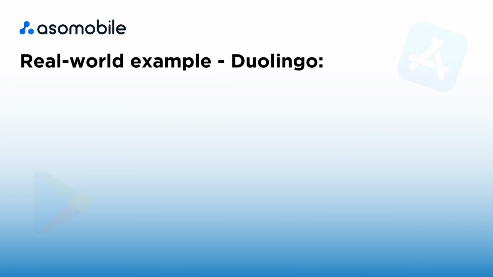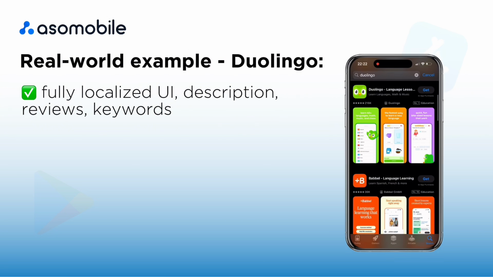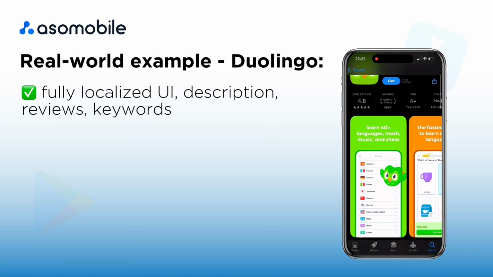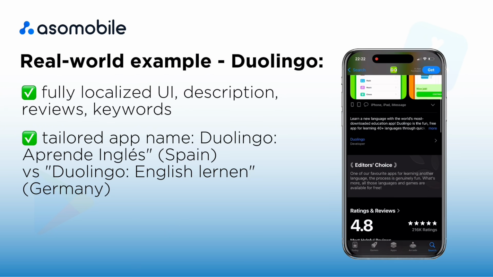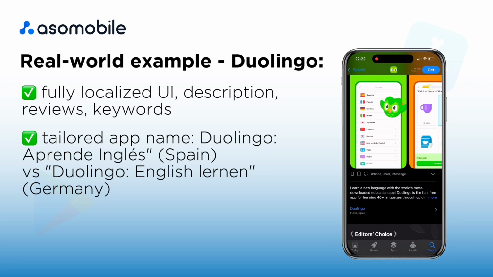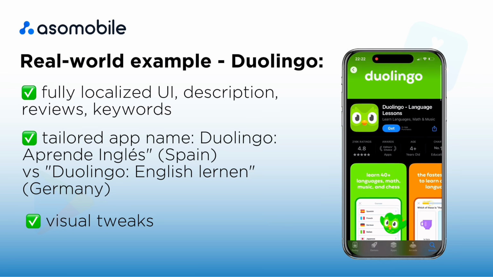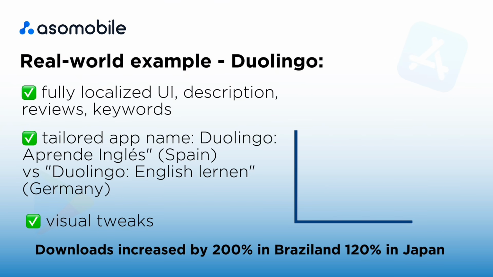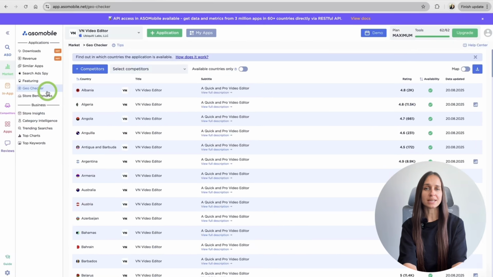Real-world example, Duolingo. Fully localized UI, descriptions, reviews and keywords. Tailored app names for Spain, for example, and Germany. Visual tweaks, country flags for Europe, cartoon elements for Japan. As a result, downloads increased by 2000% in Brazil and 120% in Japan. You can check this in ASOMobile.